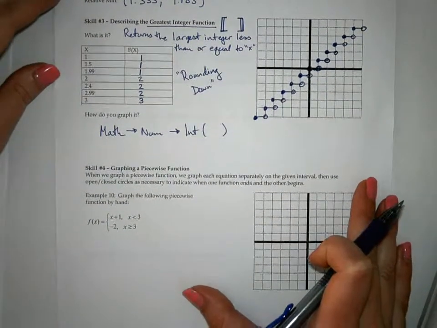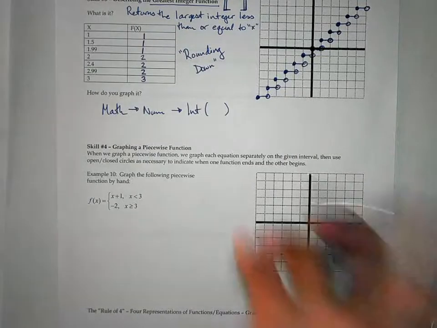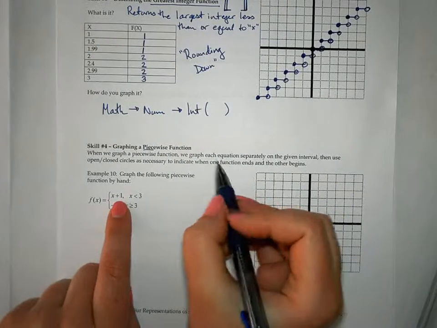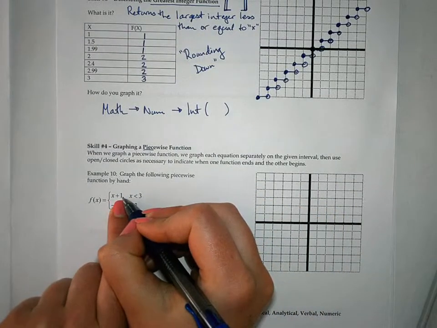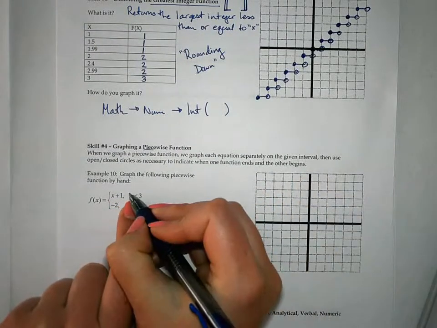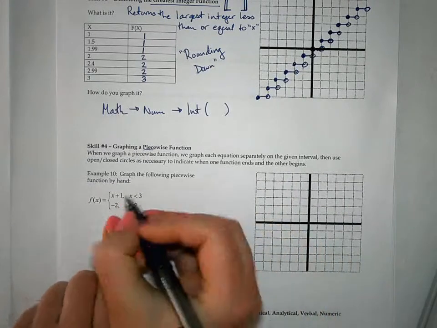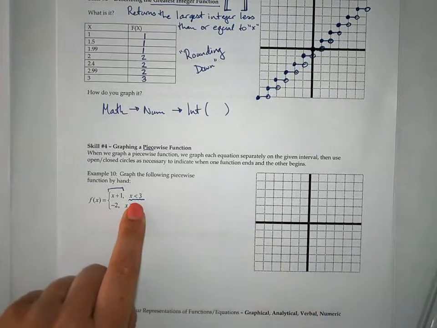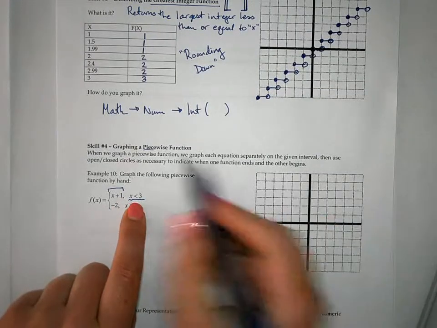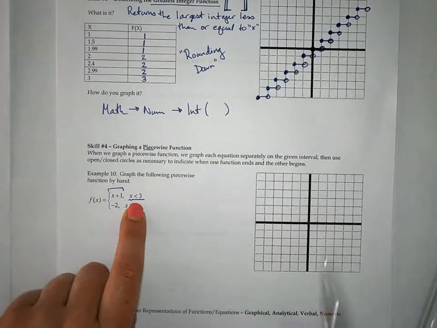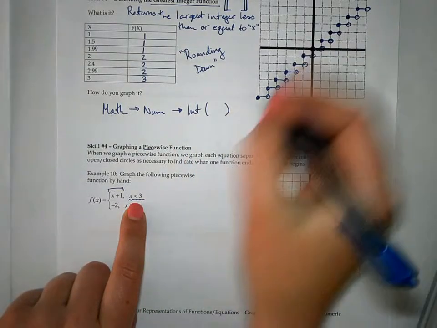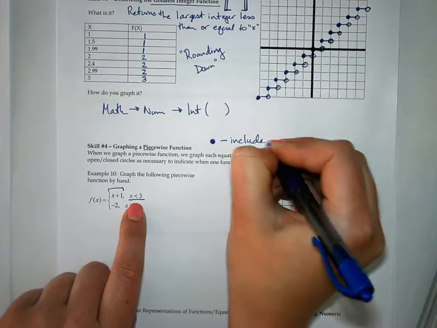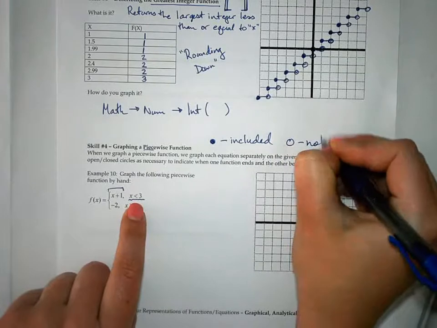For a piecewise function, this is where you have different pieces, that's why I call it piecewise, that you're graphing at the same time. The main idea here is that each equation that we have is only valid for a certain interval of x values. So this is part of our equation, but it's only good for this section of our graph. We're going to use open and closed circles again to indicate where things are included or not included. Again, remember that a closed circle means included and an open circle means not included.